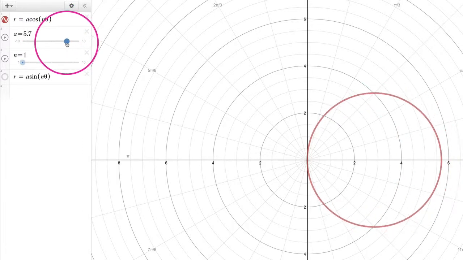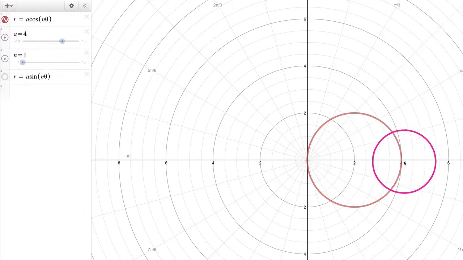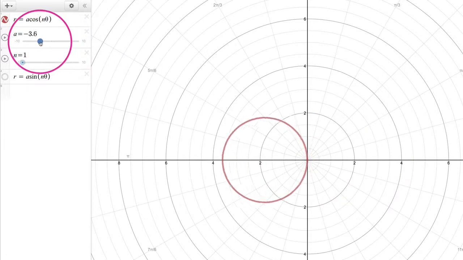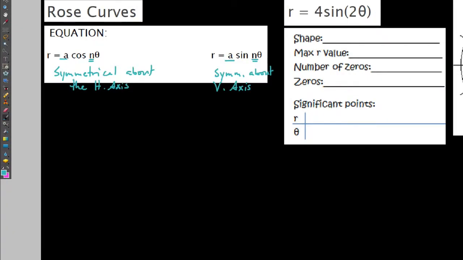Now I've observed a before. A has a direct relationship to the maximum value r ever gets. In this case, if a is 4, the biggest r we'll ever get on this graph is out to 4. And I want to point this out here: the maximum value of r is always the absolute value of a. Okay, so I suppose we could make a note of that as well. So we would say that the max r value is equal to the absolute value of a. So we could say that is very, very much true here as well.